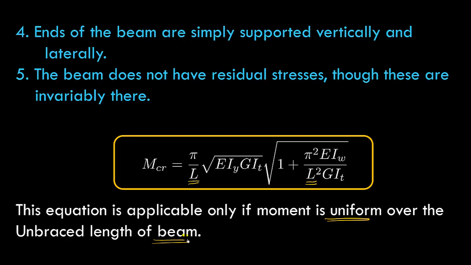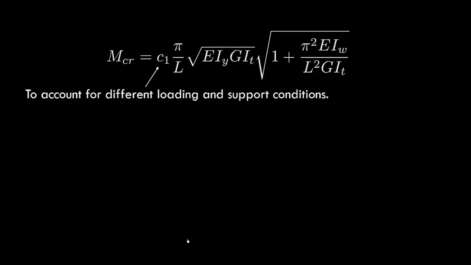So how do we do that? Basically, the Indian standard, IS 800:2007, provides different constants to multiply by, to account for all these effects. For example, to account for the different loading and support conditions, it takes a constant C1 and multiplies it with the critical moment expression to get the revised critical moment.